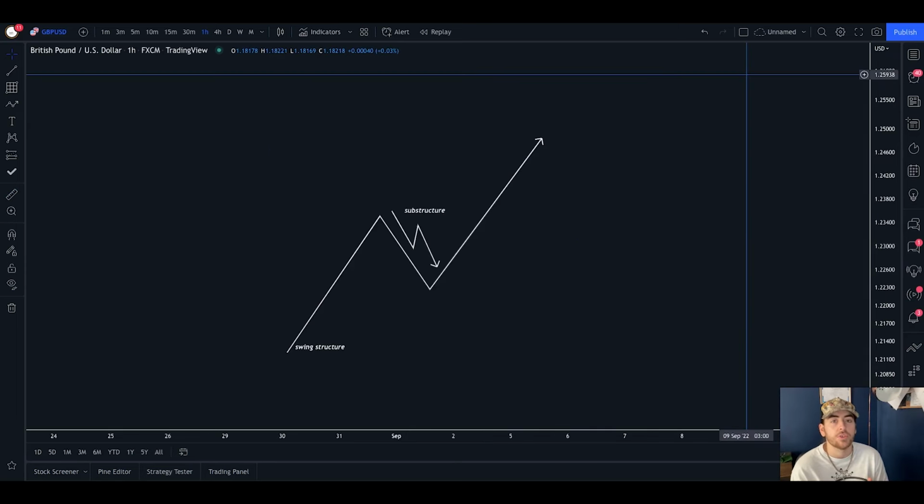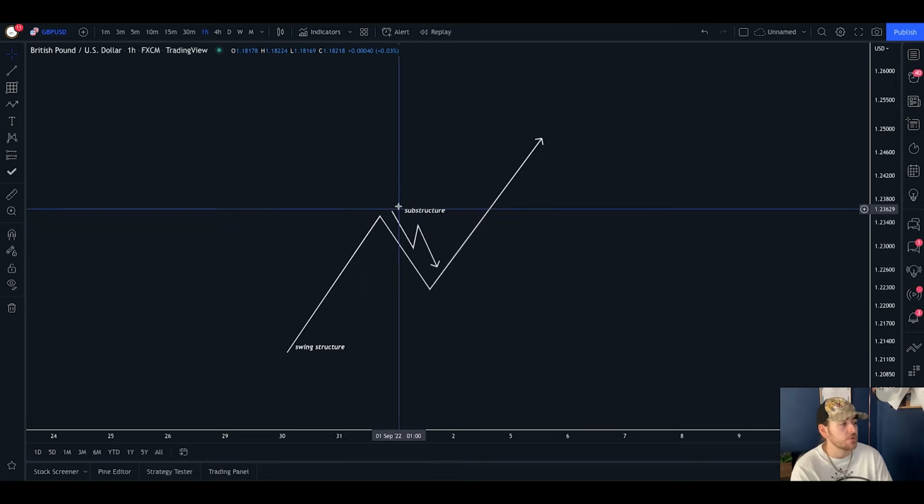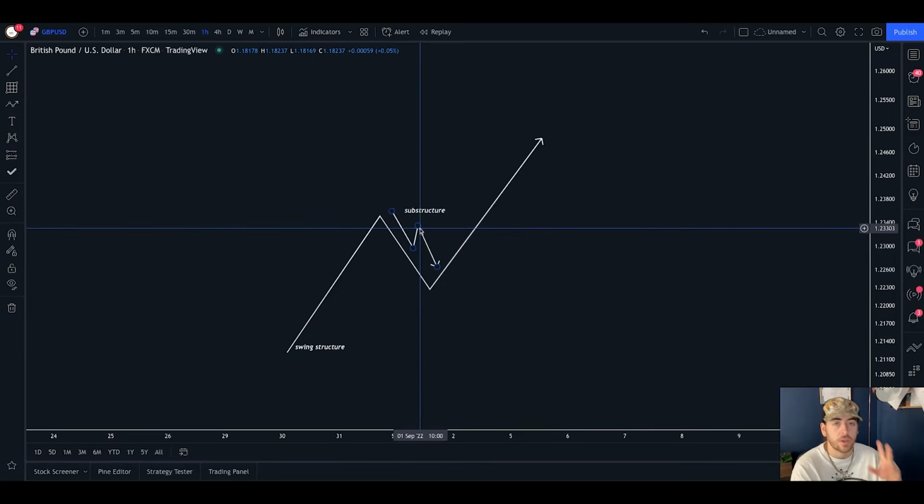What you can see here on the chart are the two major layers to structure. We have swing structure and we have substructure. Swing structure is the overall picture, and substructure is the smaller movements that happen within the corrective moves of the large trend. Now, what we can actually do is trade with the swing structure, but we can also trade with the substructure in a kind of counter trend fashion.